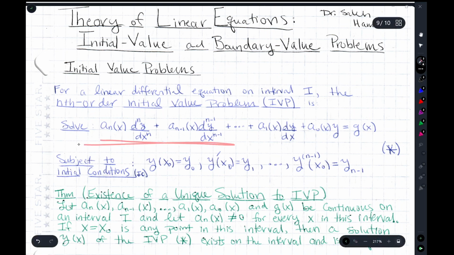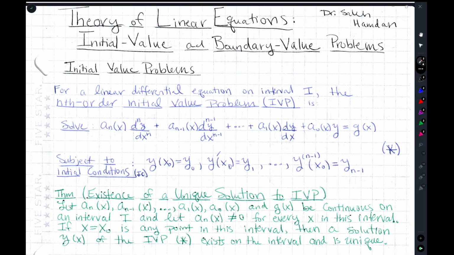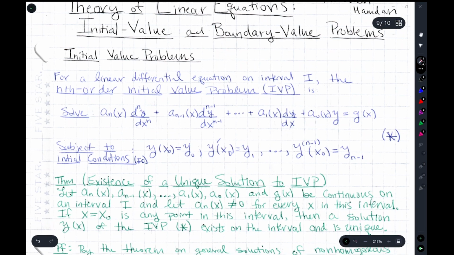Now the non-homogeneous equation goes up to n derivatives. We only need the first n-1. So for example, acceleration problems, which are second order, right? The acceleration is the second derivative of position. You would specify the initial position and the initial velocity. Initial velocity is the first derivative of position. Acceleration is the second derivative. So you would specify the speed and position.